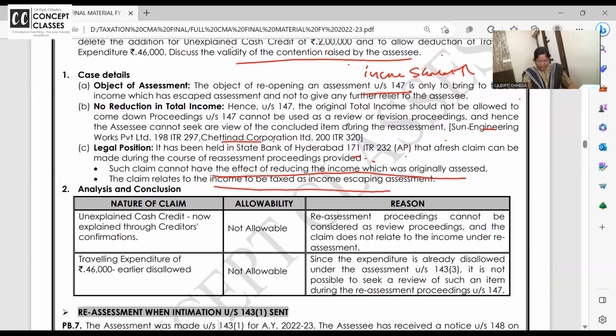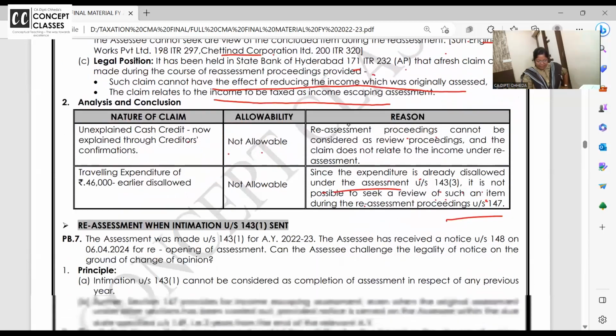Unexplained cash credit now explained through creditors not allowable. Reassessment proceedings cannot be considered as review proceedings and the claim does not relate to income under reassessment. Traveling expense, since expenditure is disallowed under 143.3, it is not possible to seek a review. So please allow this now in 147 is not for reopening these cases. Simply your income has escaped assessment, then they will go for 147.